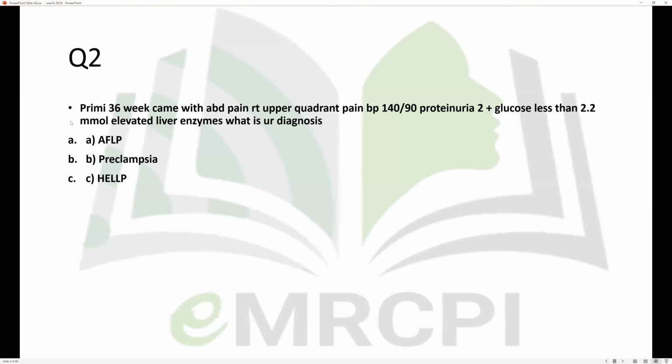Question number 2: a primigravida at 36 weeks comes with abdominal pain and right upper quadrant pain. Blood pressure is 140/90, proteinuria 2+, glucose less than 2.2, and elevated liver enzymes. So what is your diagnosis? This is one of the most common questions that comes in the MRCPI. They like this question specifically, a repeated recall.